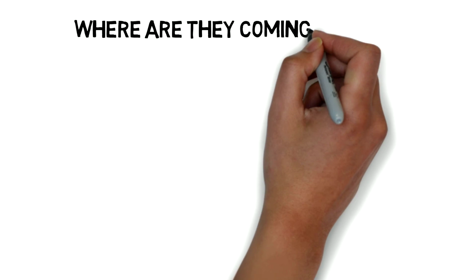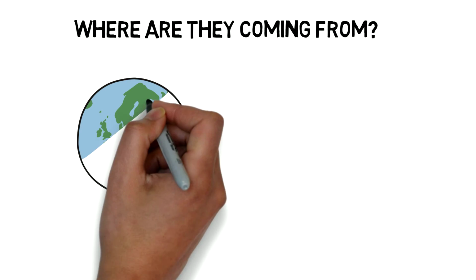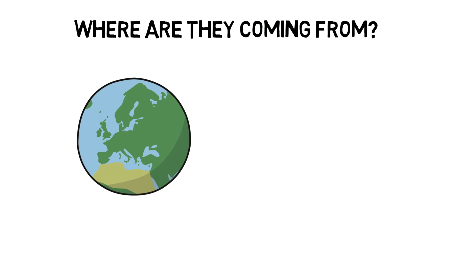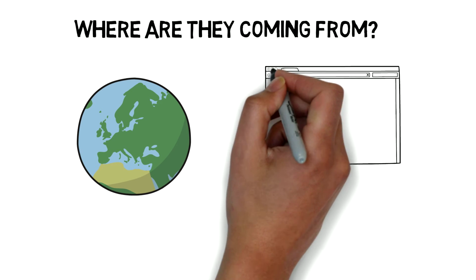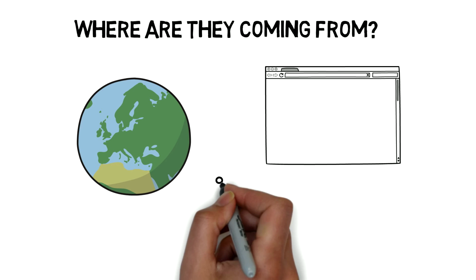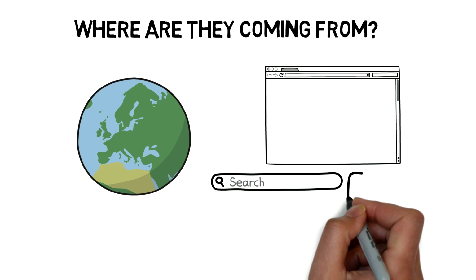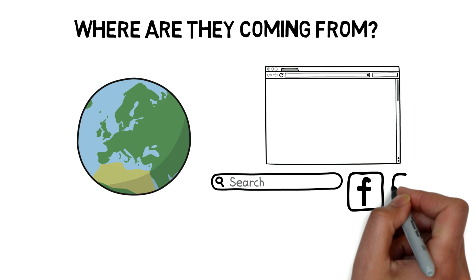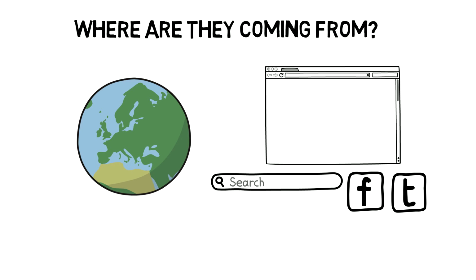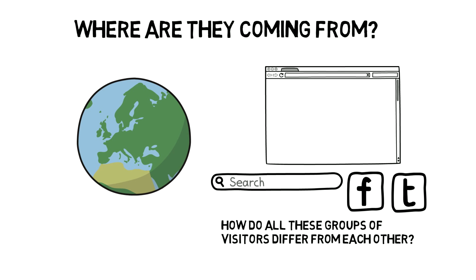And the other thing it's going to tell you is where they are coming from. And that's both in terms of where geographically, i.e. which countries they're coming from, and where on the internet they have come from. They may have put something into a search box and found your website that way. They may have come through a social media program like Facebook. You'll be able to find out how your Facebook visitors differ from your Twitter visitors, who differ from people who searched for a specific term.